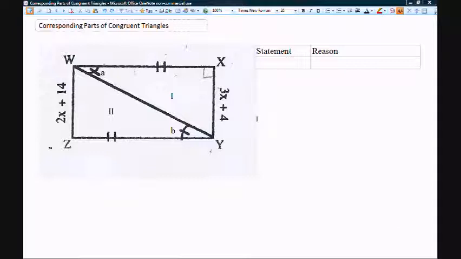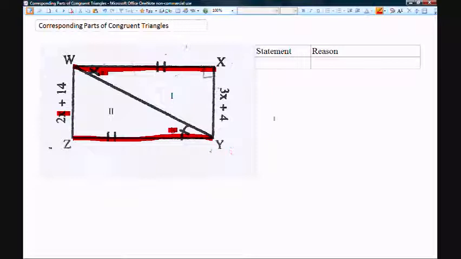In this exercise, you were asked two things. You were asked to prove that these two triangles are equal to each other, and you were asked to find the value for x. Before you can find the value for x, you have to prove that these two triangles are congruent. You were given that side WX is congruent to side ZY, and that angle A was congruent to angle B.